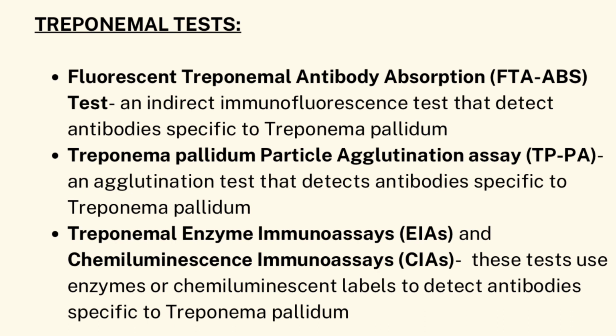Treponemal enzyme immunoassays and chemiluminescence immunoassays. These tests use enzymes or chemiluminescent labels to detect antibodies specific to Treponema pallidum. So in this test, the patient's serum is added to wells containing Treponema pallidum antigens. If antibodies to Treponema pallidum are present, they will bind to the antigens. And the presence of bound antibodies is detected using an enzyme or chemiluminescent label. This test is used for screening and confirmation.